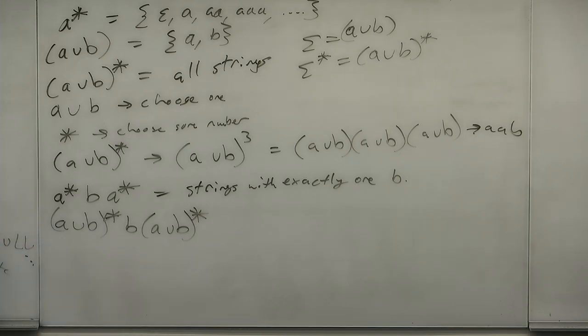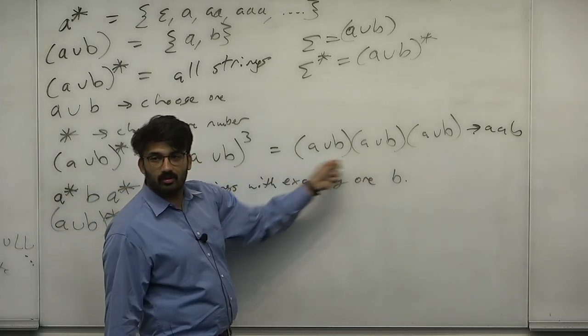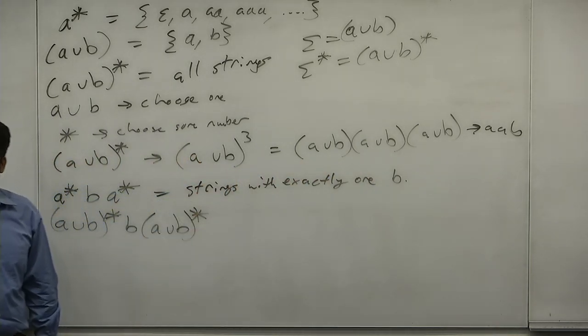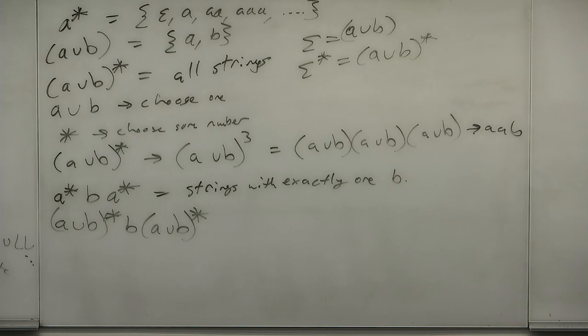Let's be clear that with (A union B) cubed, that 3 is not part of our symbols. It's just the shorthand we use in strings. It is not a part of the regular expression, but I will allow it. It's just a shorthand for 3 copies of whatever this is. This is what it really should be written as, but it's unambiguous what that means. Questions so far?